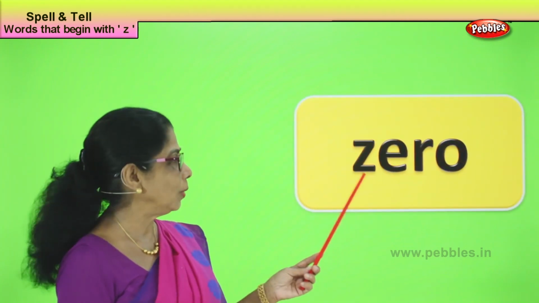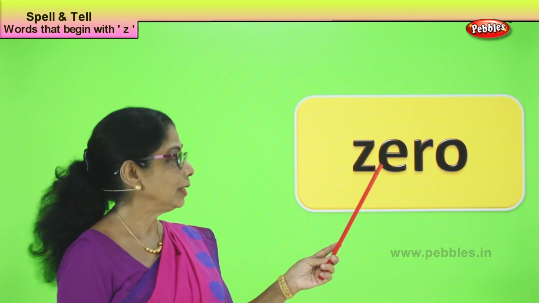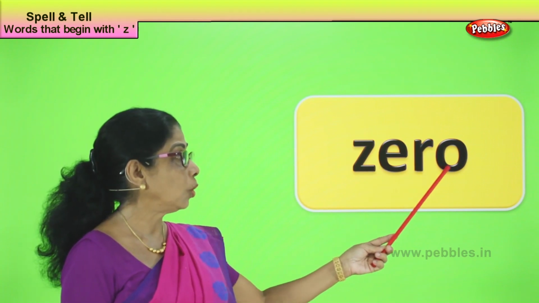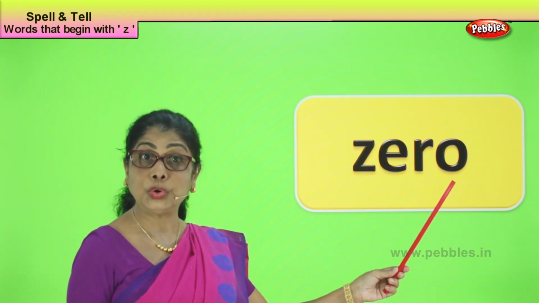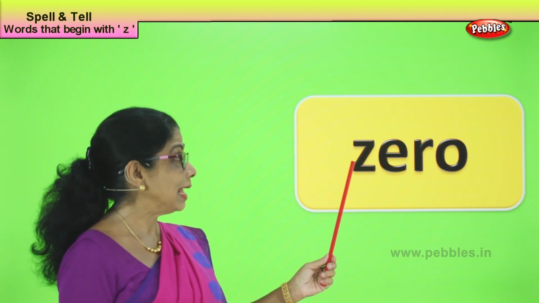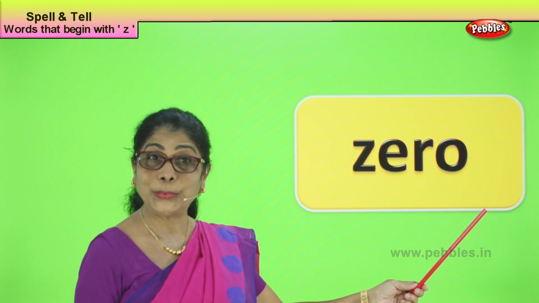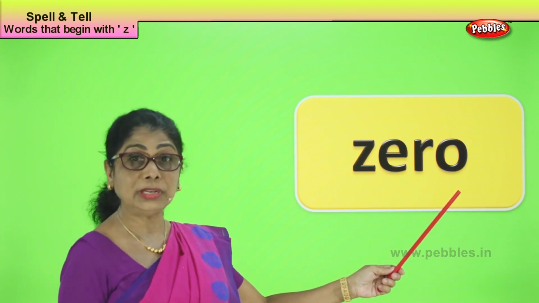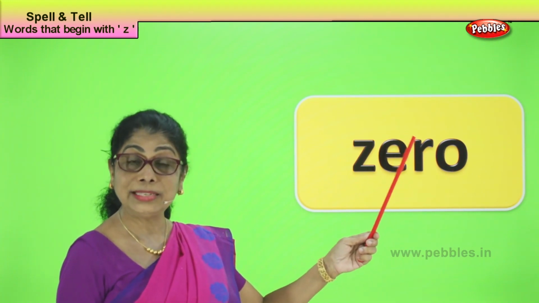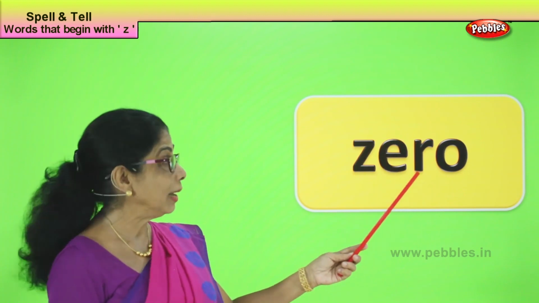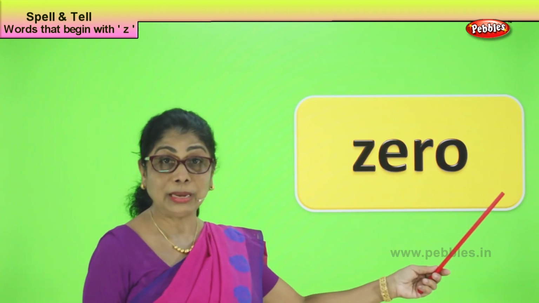It's an interesting word. Z, E, R, O. Zero. What word is this? Z, E, R, O. Zero. Zero is very important because that zero, when you add in minus, it's very important in mathematics.